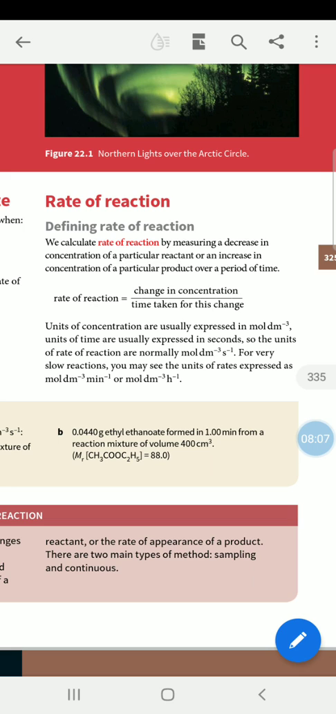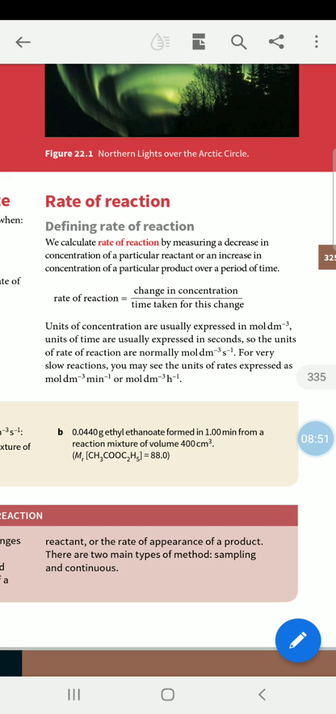The decrease or the reduction of the concentration in a reactant, or the increase in concentration of a product over a certain period of time. So you can pick anything. Rate of the reaction is equal to change in concentration of one, that is change means either the reduction of the reactants or the increase in the products. So obviously the concentration units are in mole per cubic decimeter, and the time is in seconds. So the rate of the reaction would normally be mole per cubic decimeter per second.